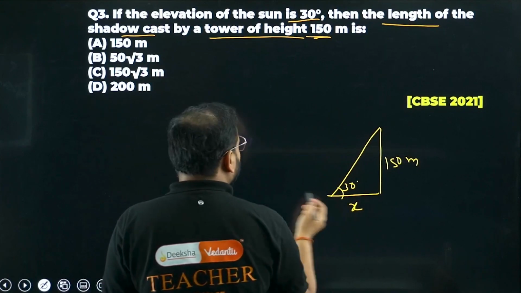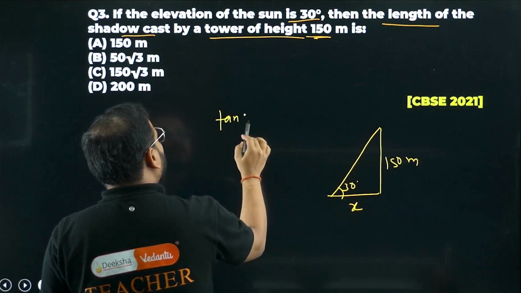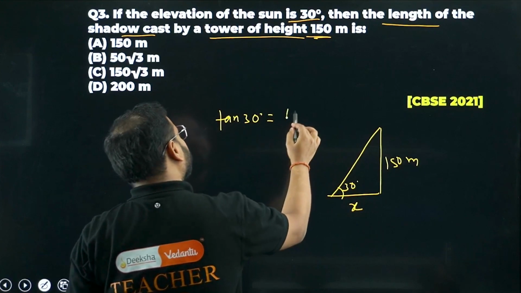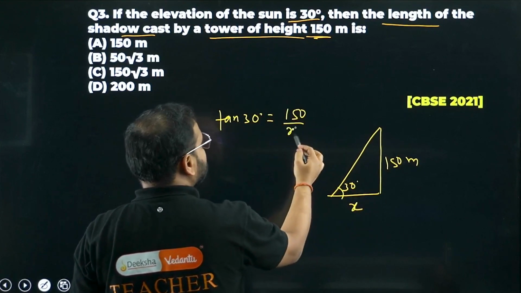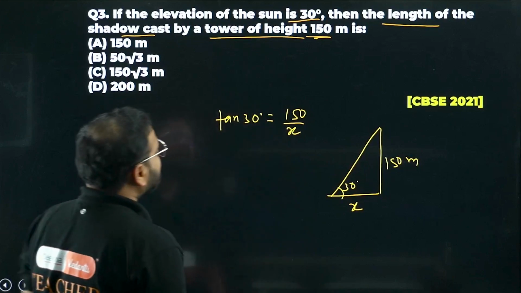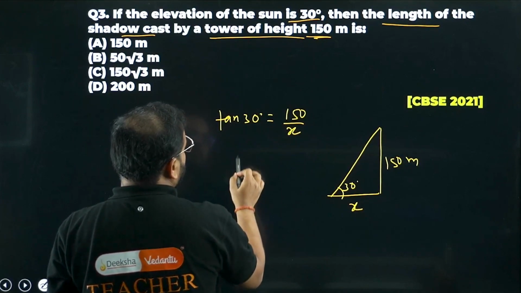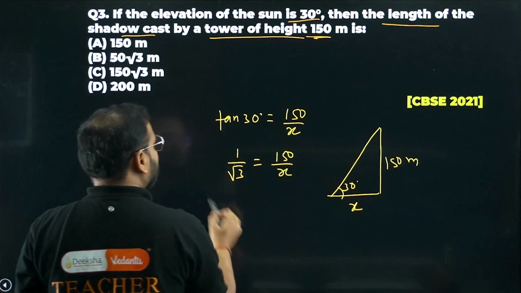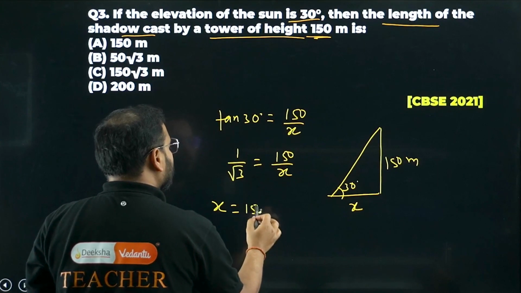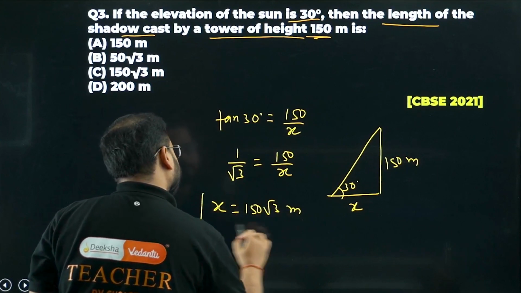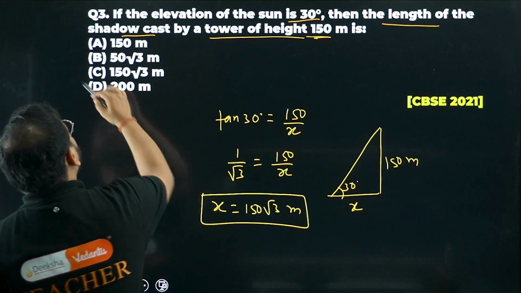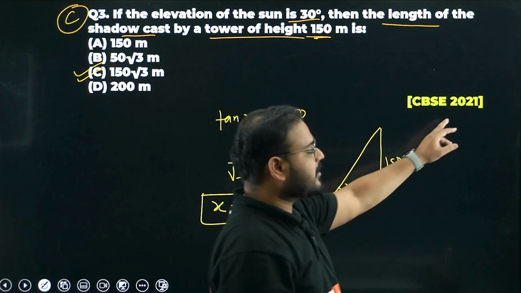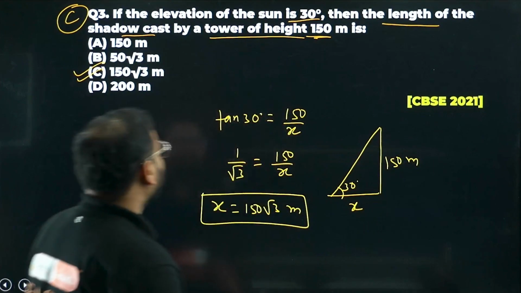We know tan 30 degrees is given by opposite by adjacent. Opposite is 150 meters, adjacent is x meters. We're looking for the x value. The value of tan 30 is 1 by root 3, so 1 by root 3 equals 150 upon x. Cross multiply: x equals 150 root 3 meters. Option suitable is C. Simple question, very simple. Asked in the CBSE 2021 paper.